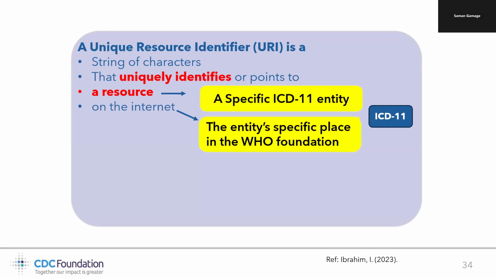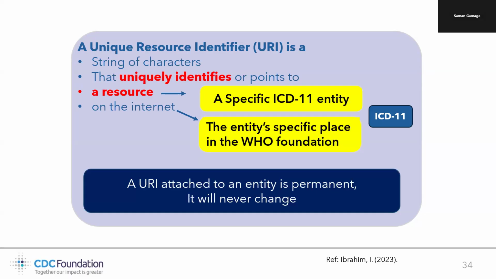A unique resource identifier is a string of characters that uniquely identifies or points to a resource, which is a specific ICD-11 entity. The entity's specific place in the WHO foundation is the URI. A URI attached to an entity is permanent. It will never change.